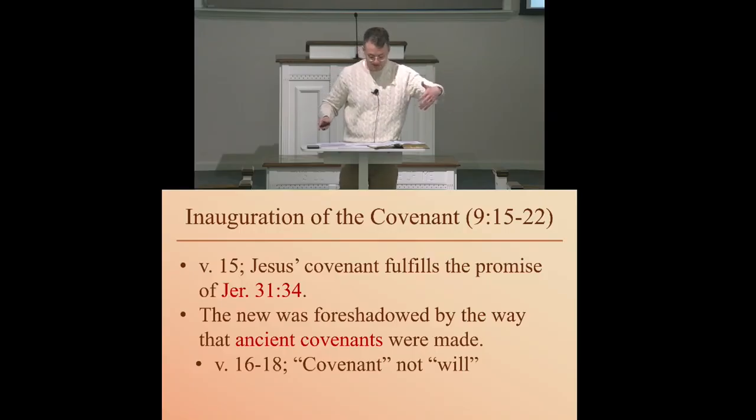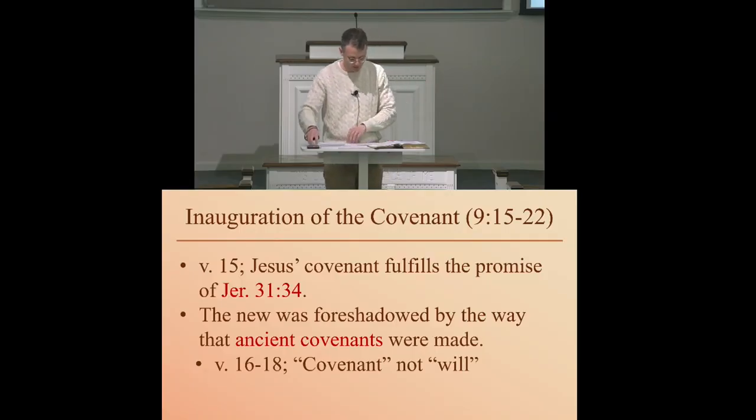For a covenant takes effect only at death, since it is not in force as long as the one who made it is alive. Therefore, not even the first covenant was inaugurated without blood.